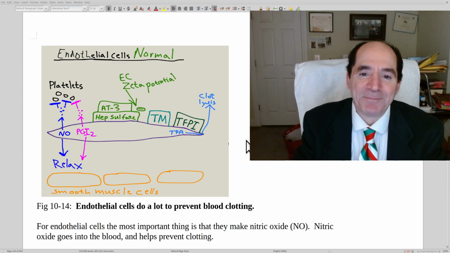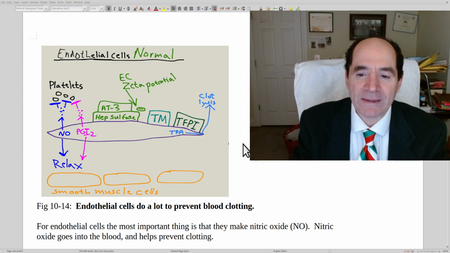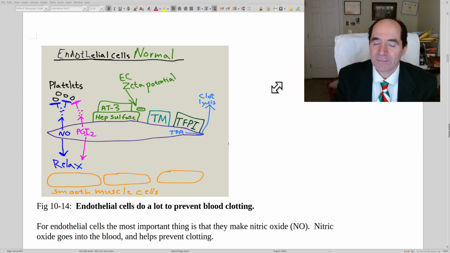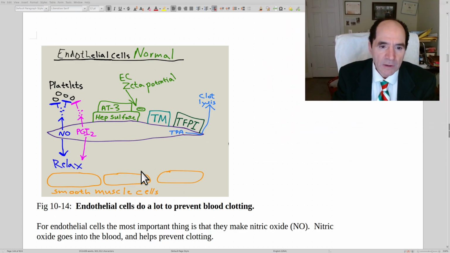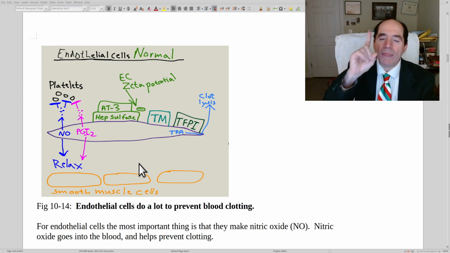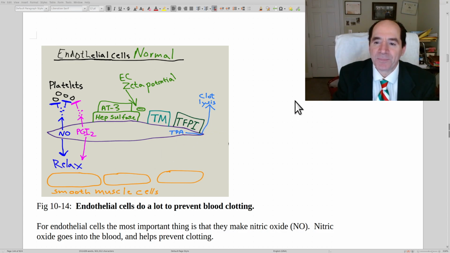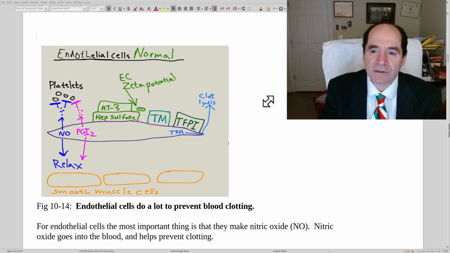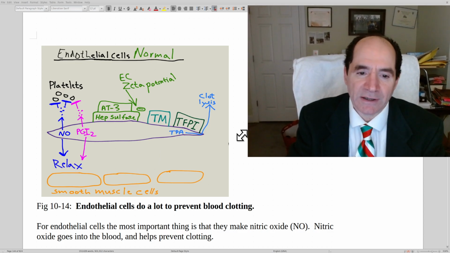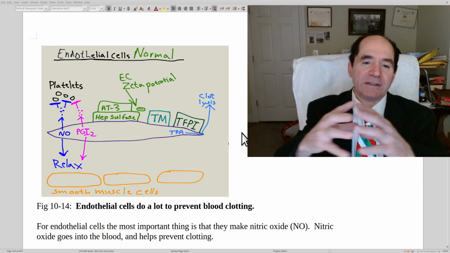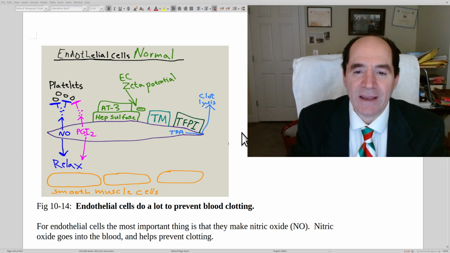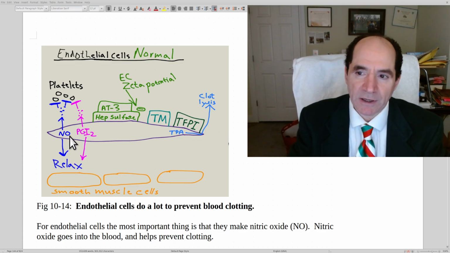Okay, so you don't want this happening. All right. The most important thing to know, if you only know one thing about the endothelial cells, the arterial lining cells called endothelial cells, and endo means inside, so they're inside the lumen of the artery, the most important thing is that it makes nitric oxide.